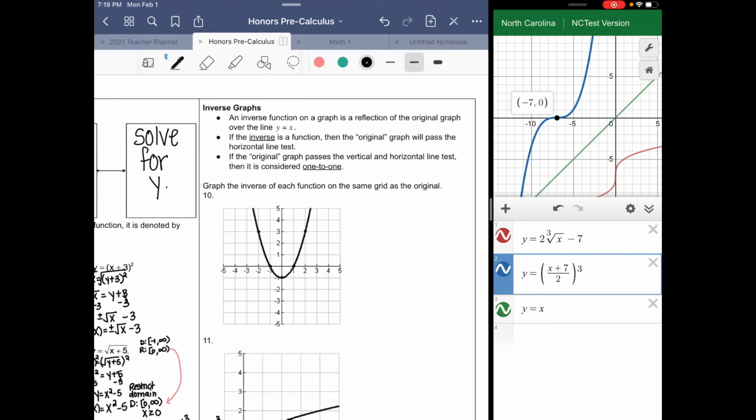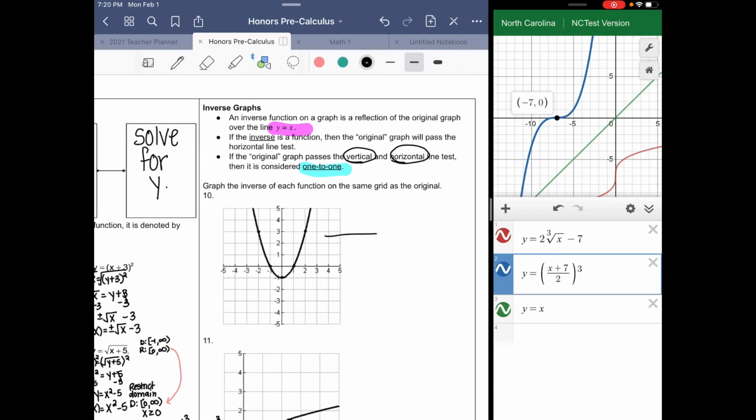All right, the last thing that I want to talk about is graphically. What do I do if I have an inverse? When I'm talking about an inverse, we talked about the fact that it's a reflection over the line y equals x. But we also can talk about it being what we would call 1 to 1. Now, 1 to 1 means that my original equation is a function, and the inverse is a function. So if it's 1 to 1, it has to pass the vertical and the horizontal line test. The original graph has to pass the vertical and horizontal.